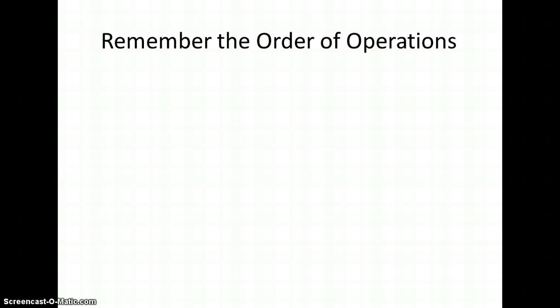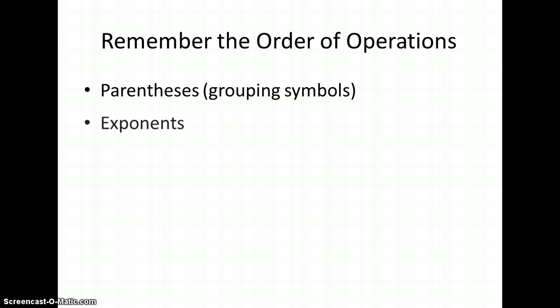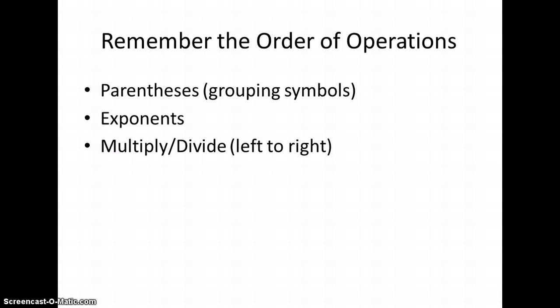Let's first recall the order of operations. You do the parentheses or anything in a grouping symbol first. Next, you do the exponents. Then you multiply or divide left to right. And then you add or subtract left to right.